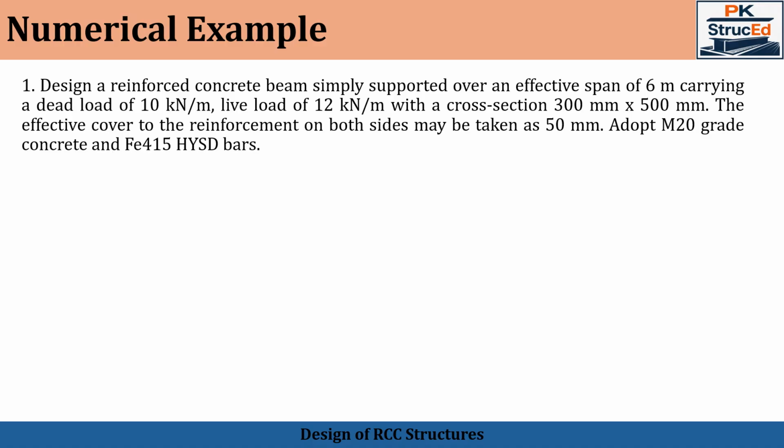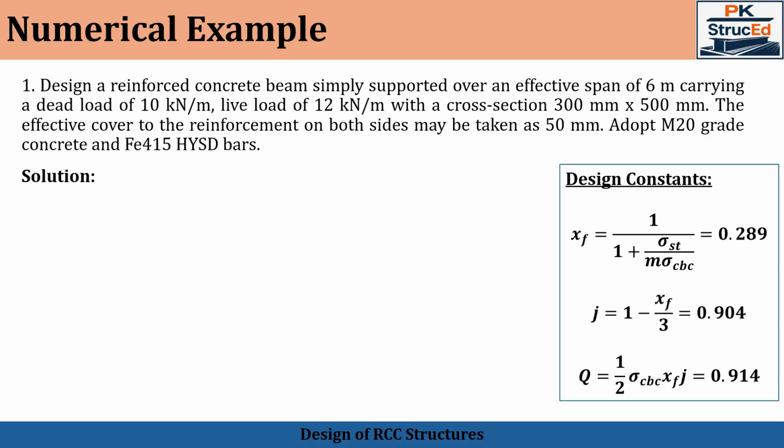Note carefully, the beam dimensions are already fixed. Hence, if the bending moment exceeds the capacity of a singly reinforced section, we must use a doubly reinforced section. This is a classic and very important problem. As always, we start with calculating the design constants. The procedure is the same as what we followed for the singly reinforced section, and the design constants, that is the critical depth of neutral axis factor, lever arm factor, and the design constant, have been calculated.